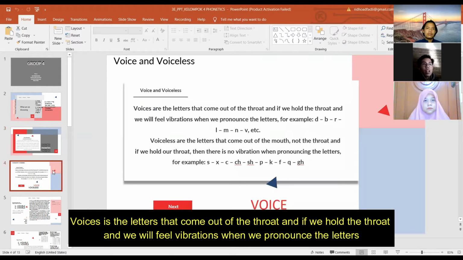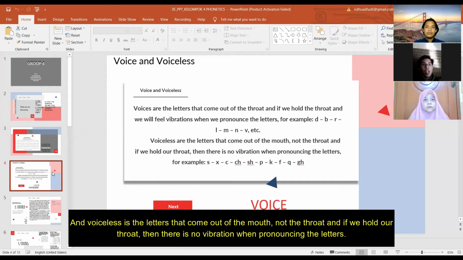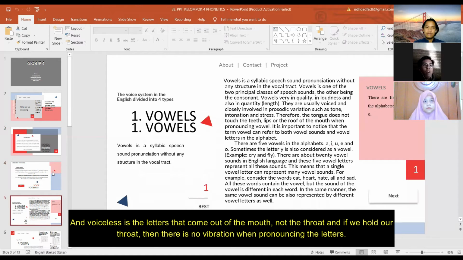Voice is the letter that comes out of the throat, and if we hold the throat we will feel vibrations when we pronounce the letter. And voiceless is the letters that come out of the mouth, not the throat. If we hold our throat, there is no vibration when pronouncing the letters.